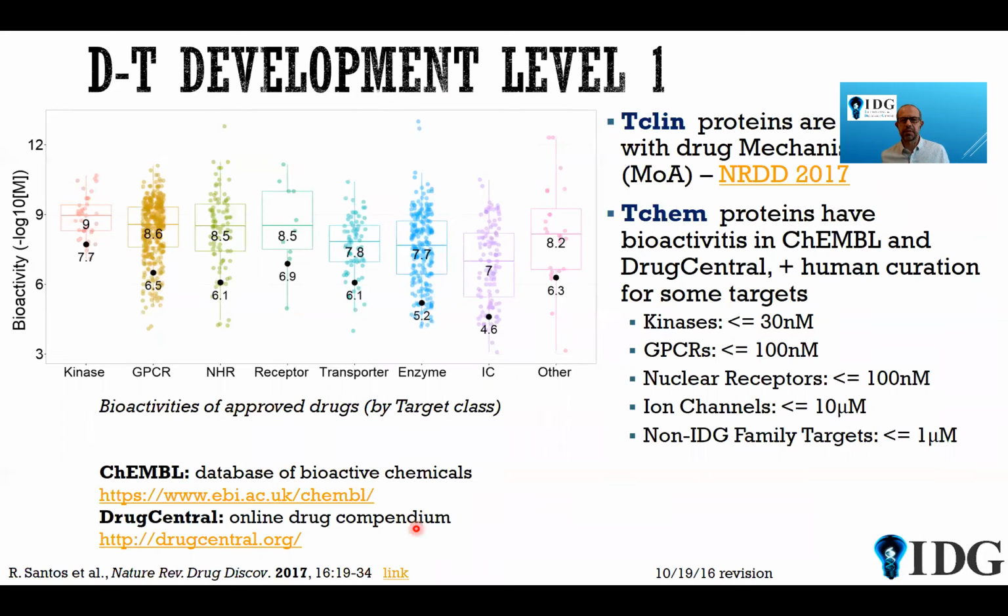And then out of those drugs that interact with targets, we annotated Tchem. And we are essentially looking at bioactivities as defined by the cutoff for approved drugs, and then trying to annotate protein target classes by bioactivity. So for example, for kinases, we have a cutoff of 30 nanomolar, whereas for ion channels, the cutoff would be as low as 10 micromolar. But by default, we assume that the cutoff is 1 micromolar.